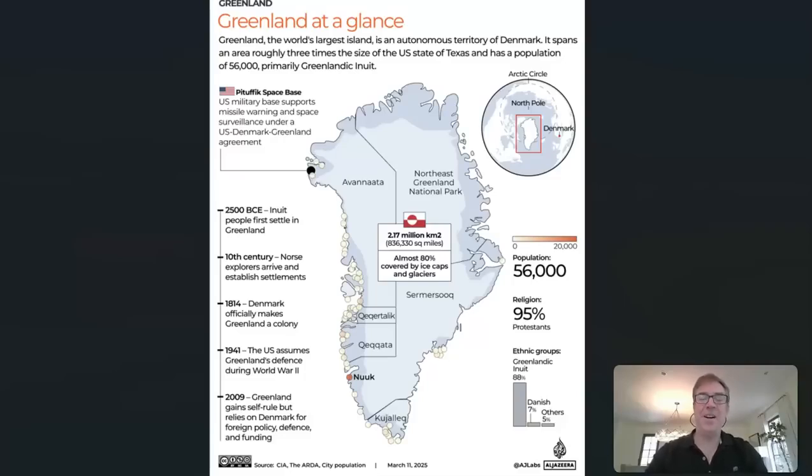But you can see here in the northern border, the only thing that's populating that is a United States space base. And you can see here the U.S. military base supports missile warning and space surveillance under a U.S.-Denmark-Greenland agreement. So what space are they talking about? Are they talking about outer space as they falsely describe today in our world in this little season? Or is it space, the land space of the Arctic region?